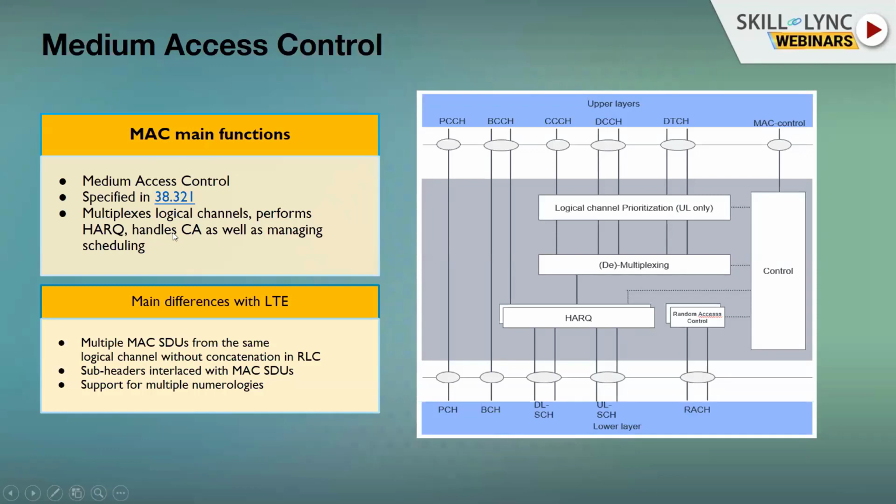So in 5G NR, MAC supports multiple numerologies and multiple MAC SDUs from the same logical channel without concatenation in RLC. It needs more time to explain all the details here, but at least we give an overview about the sublayer and what it consists of and how it is used in our case.